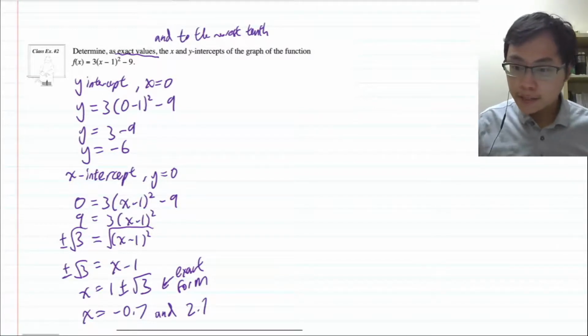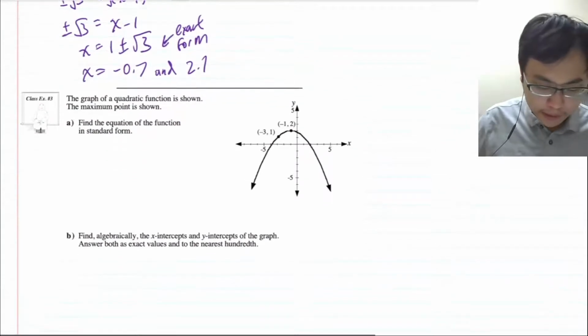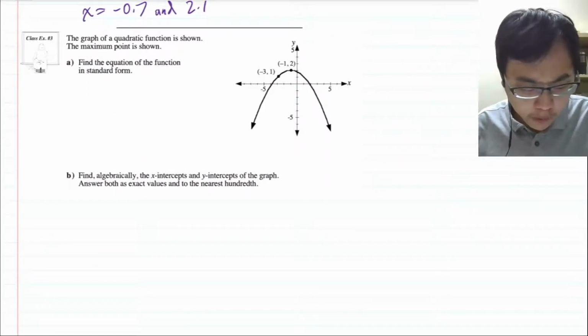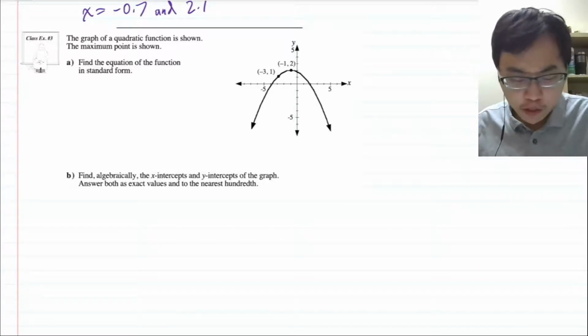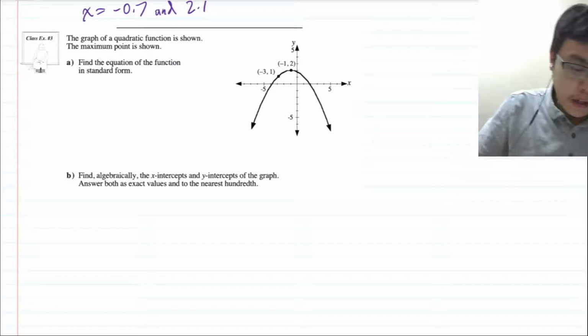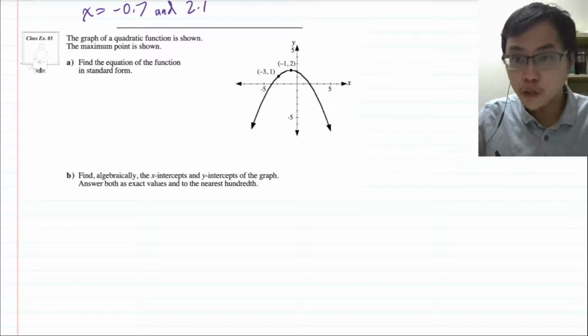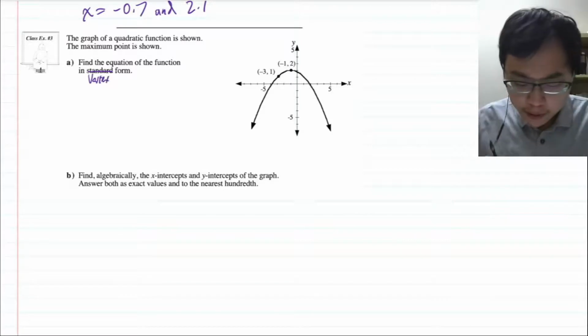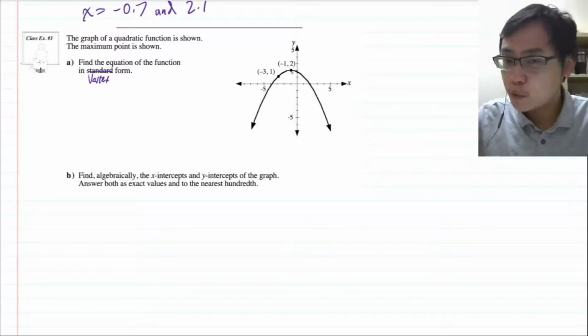Now, for the last question, we have example 3. It says the graph of a quadratic function is shown, the maximum point is shown, and the equation of the function, find the equation of the function in standard form. Standard form is also the same as vertex form. Okay, I prefer to use vertex form. And so it tells us where the vertex is.